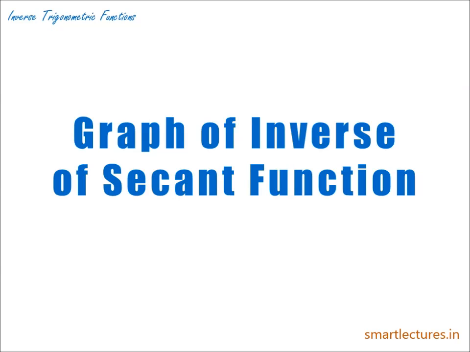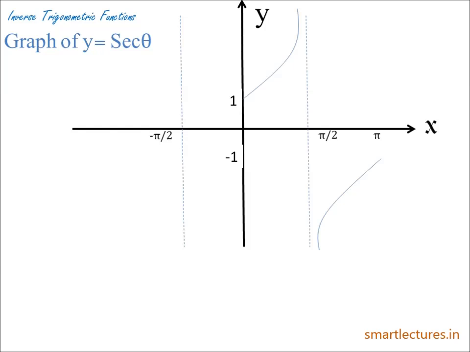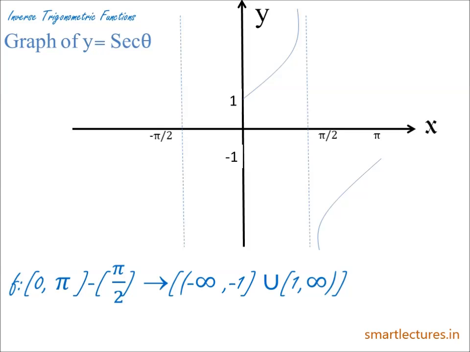And now we shall draw the graph of the inverse of the secant function. Again, to draw the graph of the inverse of secant theta, first we shall draw the graph of y is equal to secant theta. Also, from the graph, you will observe that the secant function is defined in the interval 0 to pi except at half pi, and its range is from minus infinity to minus 1 and from 1 to infinity.